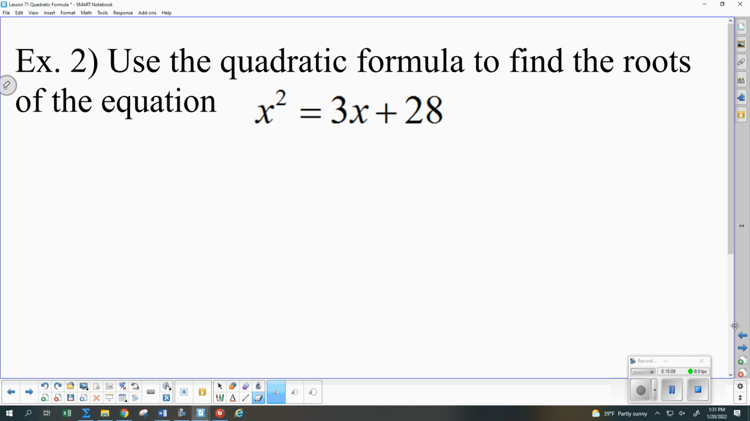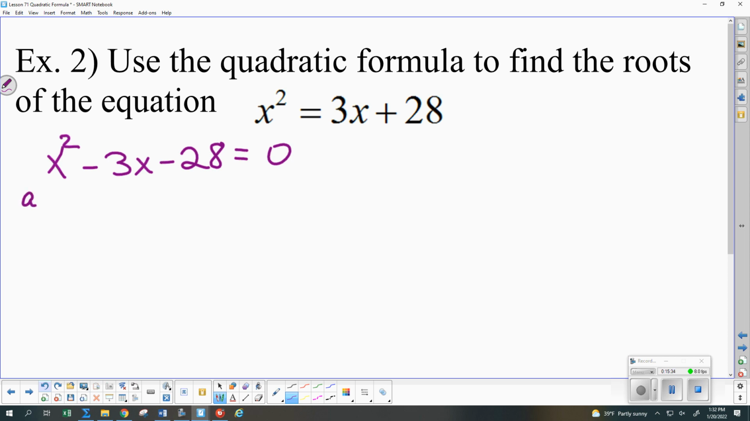Is this one in the right form to start using our quadratic formula? Nope, we got to make it equal 0. So I like to start with a positive x squared, so I'm going to move everything to the left. X squared minus 3x, whoops, minus 28 equals 0. Oh, wait a minute. Is a 0? There's no number in front of the x squared. It's 1. There's that invisible 1. B is going to be the negative 3, and C is going to be the negative 28.